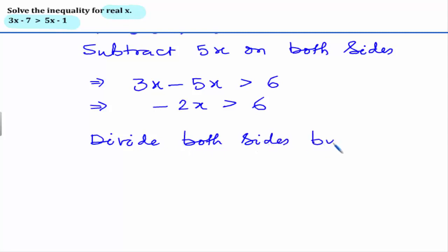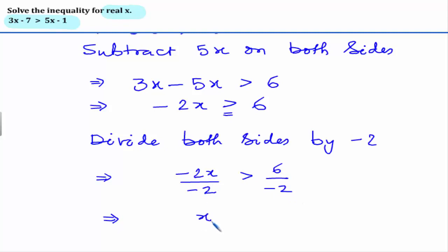By minus 2. So that means when you are dividing both sides of an inequality with a negative, then the symbol of the inequality will change. Then you get minus 2x by minus 2 and greater than 6 by minus 2. Now the result will be, this is x and this is minus 3, but this symbol will change to less than.